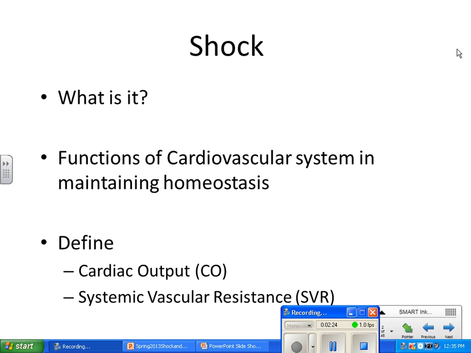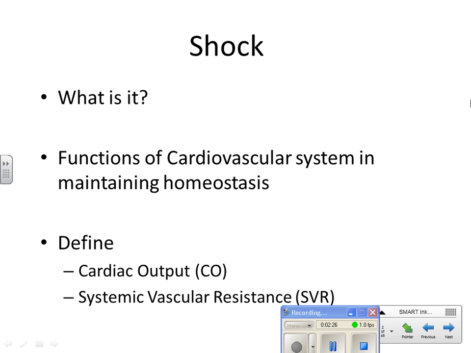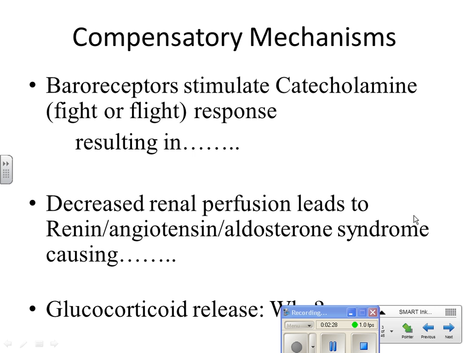So one of the compensatory mechanisms is the catecholamine fight or flight response. We have baroreceptors in the aortic arch, the carotid arteries, and they sense a drop in mean arterial pressure. And what is mean arterial pressure, you say? Is anybody going to say that? No. Pam, what is mean arterial?